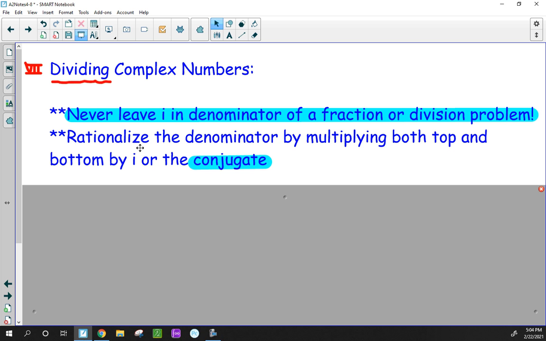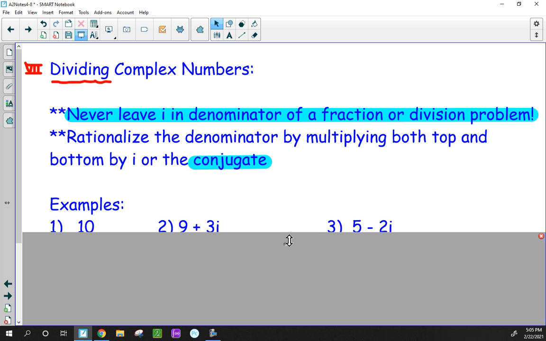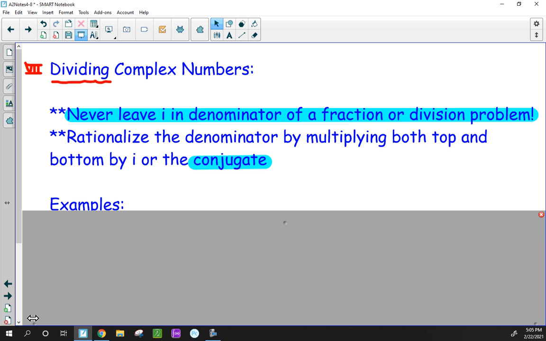Rationalize is a math word meaning that you're going to figure out a way mathematically to get rid of the i off the bottom of the problem. Rationalize the denominator. You're going to do that by multiplying both the top and the bottom by i, or what's called the conjugate. And I'll go over this word with you in just a second. So it really depends on the type of question that you see.